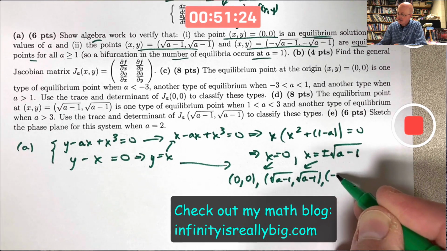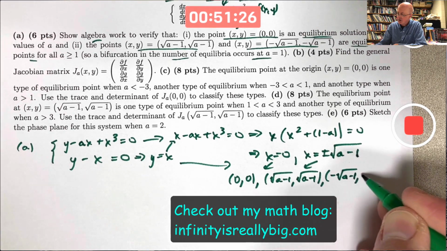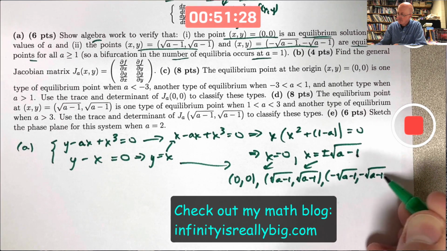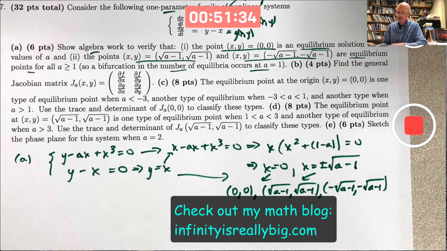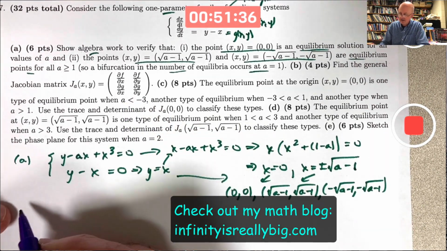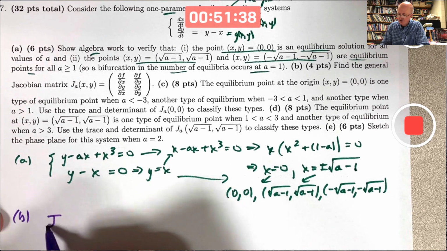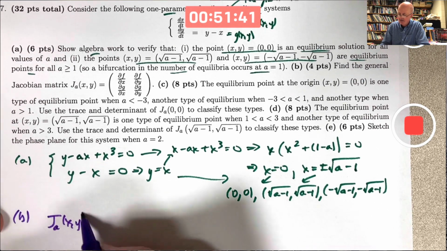And when x is negative square root of a minus 1, so must y be negative square root of a minus 1. Okay, so that's part A. Part B, find the general Jacobian matrix. There's what it is. Take those partial derivatives, J sub a of x, y.